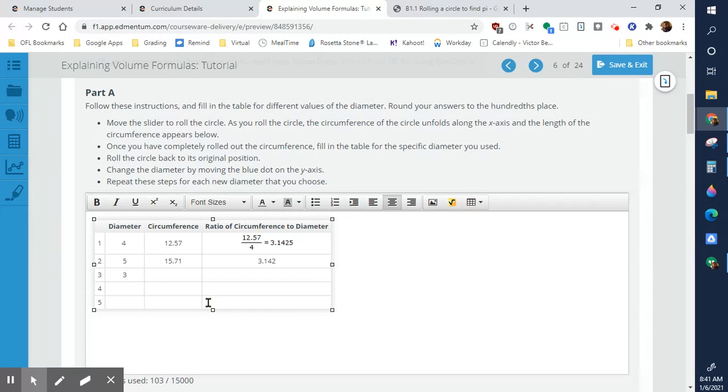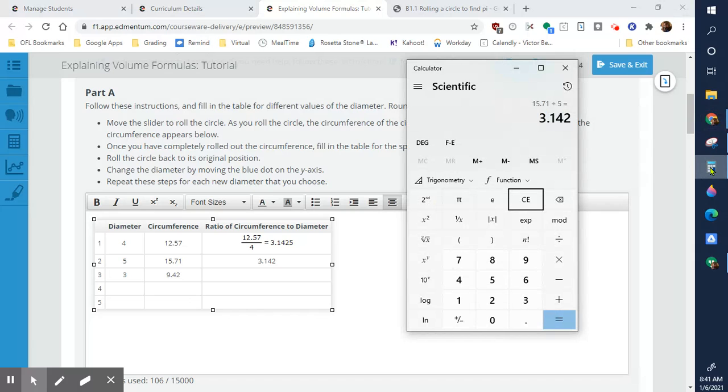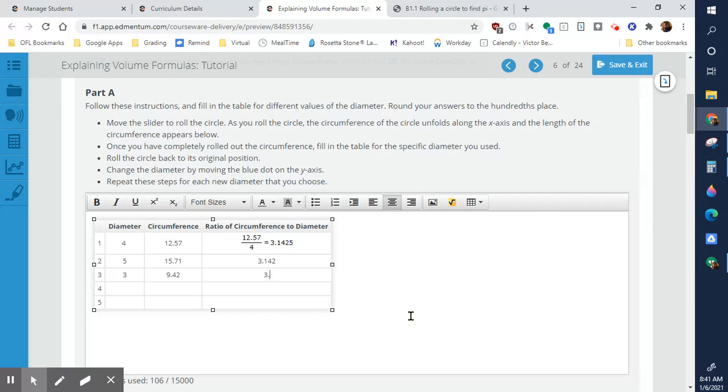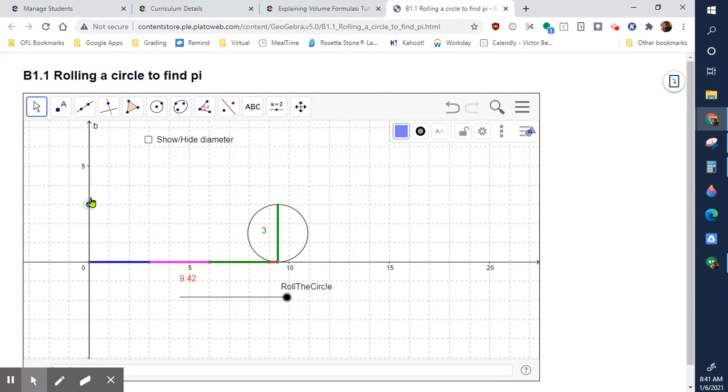We got 3, and it was 9.42. Pull out the calculator. 9.42 divided by 3. 3.14. So sometimes I get very specific. Notice how when I got bigger, it got less specific, and even when I got smaller, it got less specific. So it's just kind of how it works out with rounding.